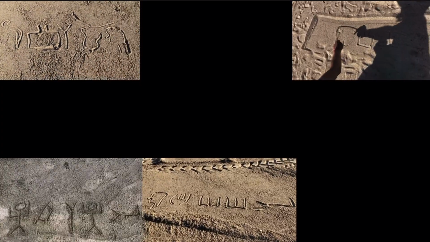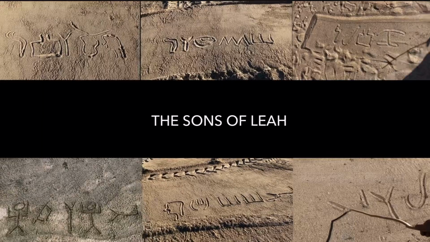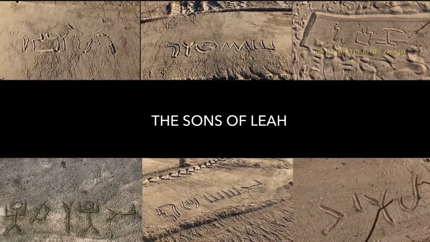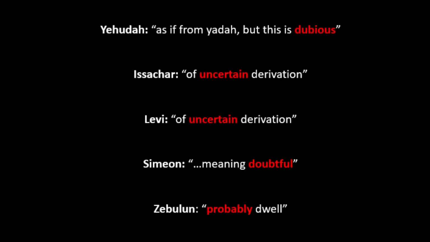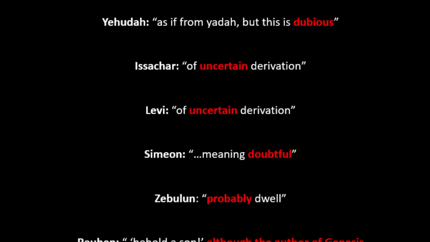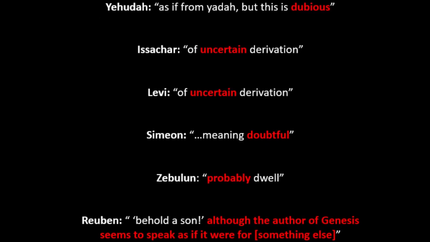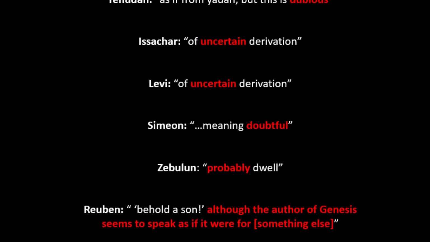Most names in Hebrew are easy to understand because they match an existing Hebrew word or a combination of words. The sons of Leah are a different story. Try looking up the meaning of their names in a Bible dictionary or concordance, and you'll see that the interpretations are dubious and uncertain and doubtful. But read Genesis, and Leah tells you exactly why she named each of her 6 sons the way she did.